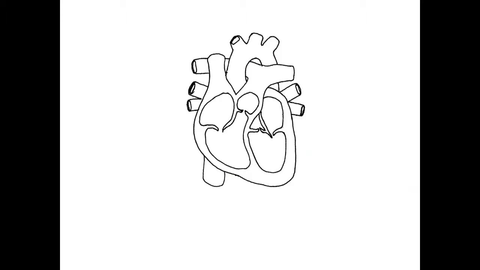The four chambers of the heart are the right atrium, right ventricle, left atrium, and left ventricle. The four blood vessels are the vena cava, pulmonary veins, pulmonary arteries, and the aorta. The four valves are the right AV valve, left AV valve, right semilunar, and left semilunar valve.